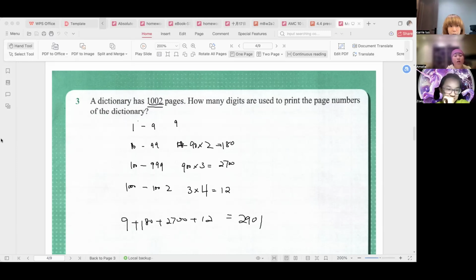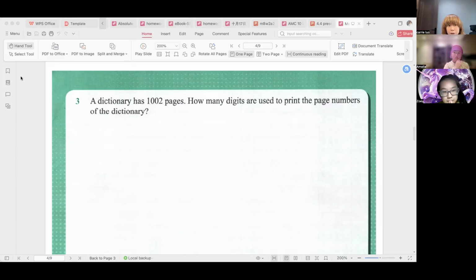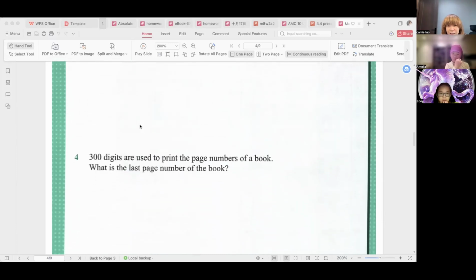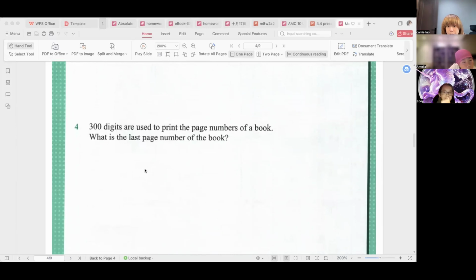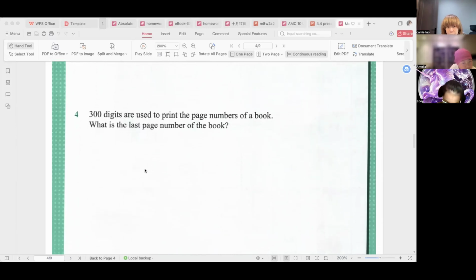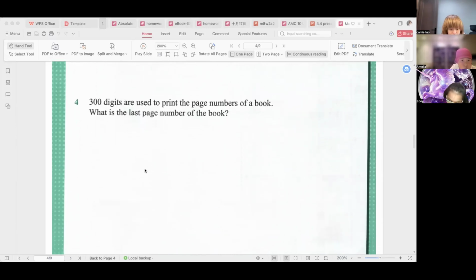And Amelia, take a look. I forgot to do the 1,000 to 1,002, and I did 100 to 1,002. Yeah, you forgot, right? Okay, so let's take a look at this one. 300 digits are used to print the page numbers of a book. What is the last page number of the book? I have used 300 digits.